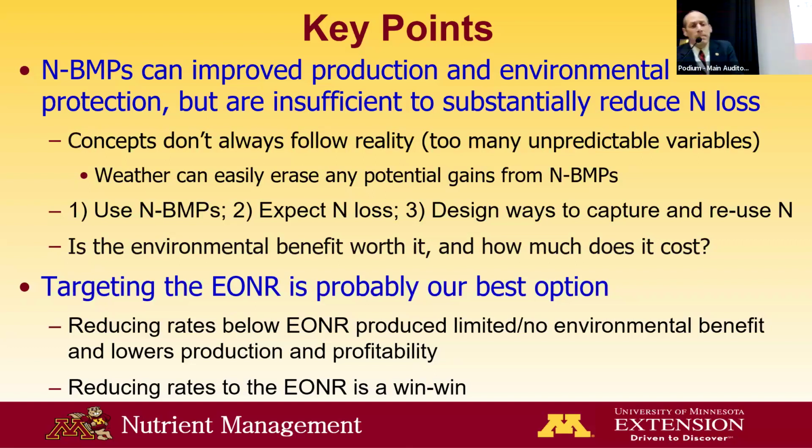And then targeting the EONR is probably our best option. When we apply less than what we need, we don't really have a benefit for the environment and we reduce production. And so the best gain will be when we are over applying. If we can bring farmers to apply the right rate, which again is difficult to predict, but moving it down to where it's a reasonable amount, that's where we have the biggest potential for gains.